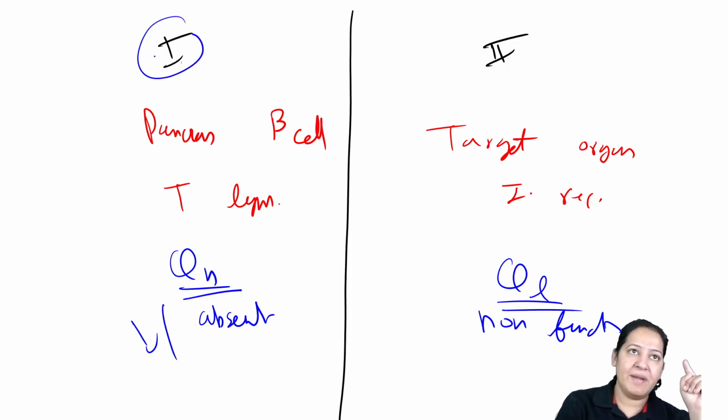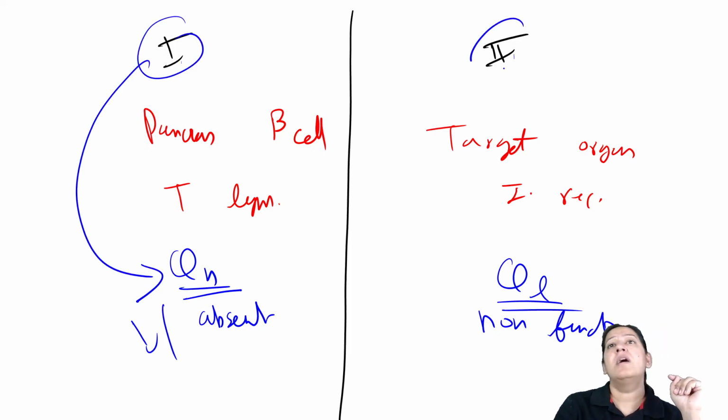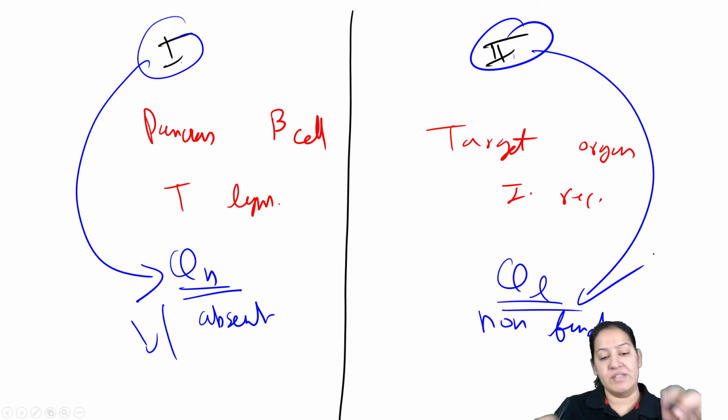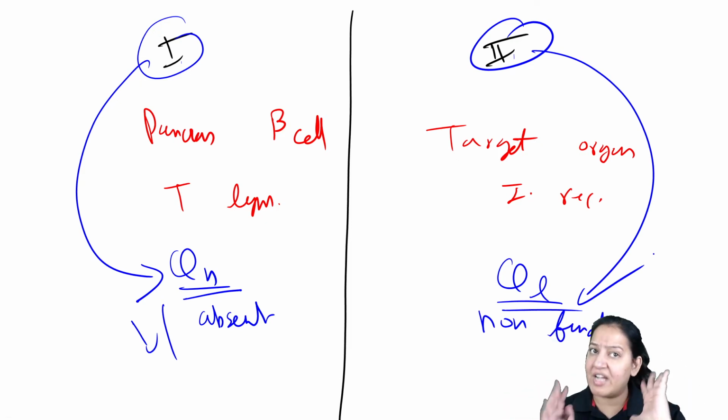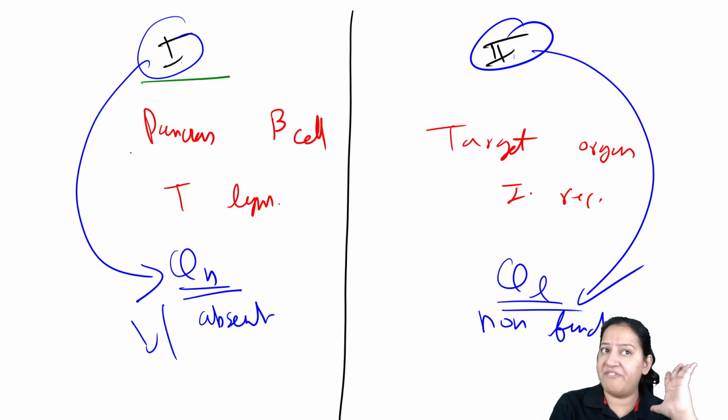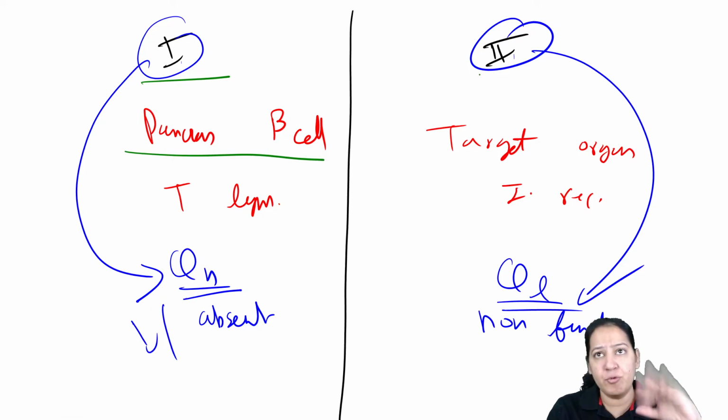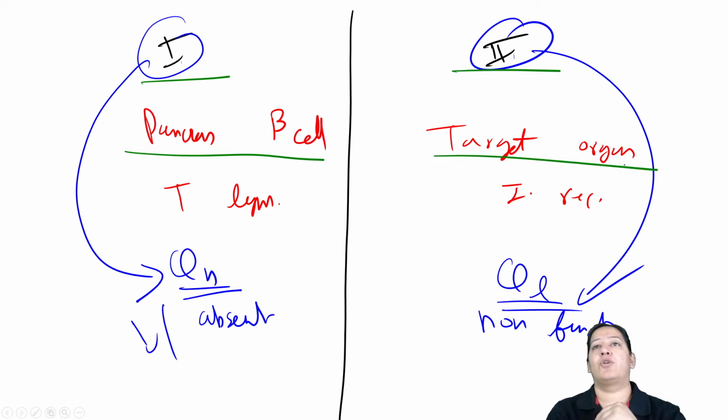So type 1 diabetes is a quantitative defect of insulin. Type 2 diabetes is a qualitative defect of insulin. And the organ which is defective is different. In type 1 diabetes, the defective organ is pancreas. In type 2 diabetes, the defective organ is the target organ. Have you got it? The target organs are liver, skeletal muscle, and adipose tissue. That is the thing you should understand and appreciate. Do you have any doubt in this? So should I proceed ahead?